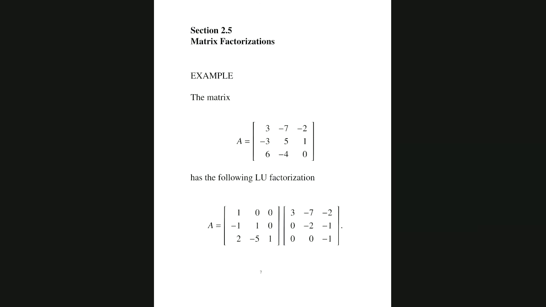Okay. So, you know, we factor numbers. 6 equals 2 times 3. Well, we can factor matrices also. We can write a matrix A as a product of L times U. And there's more to this problem, so I'm going to let you copy this down.